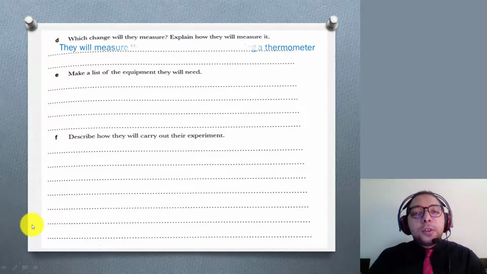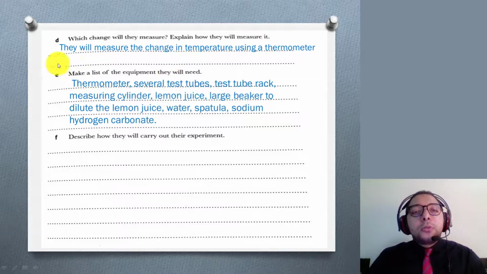Okay guys, time is over. Let's double check the answers together. Which change will they measure? They are going to measure the change in temperature using a thermometer. Make a list of equipment they will need: thermometer, several test tubes, test tube rack, measuring cylinders, lemon juice, large beaker to dilute the lemon juice, water, spatula, sodium hydrogen carbonate. All of these can be used in this experiment.